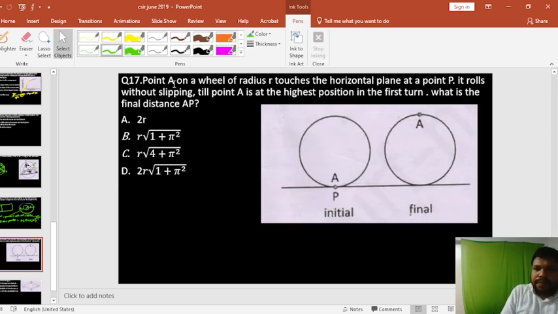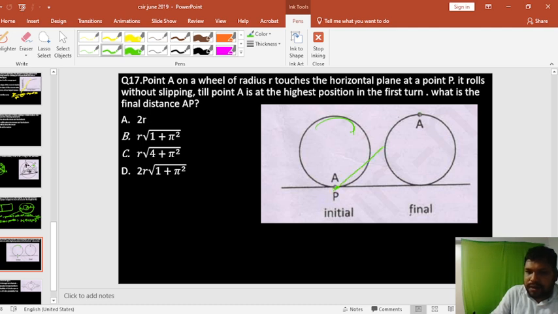Next, you see here, a point A on the wheel of radius r touches the horizontal plane at point P. It rolls without slipping till the point first reaches the highest position in the first turn. So what is the distance from A to P? Point A on the wheel of radius r touches the horizontal plane at a point P. So when this wheel rotates, this point A reaches here.